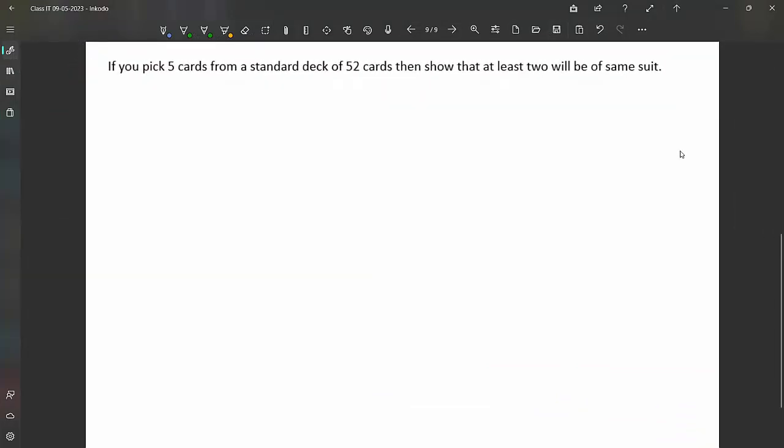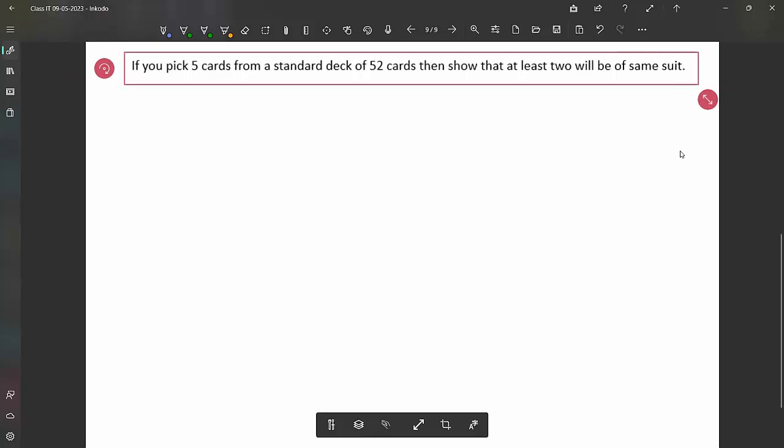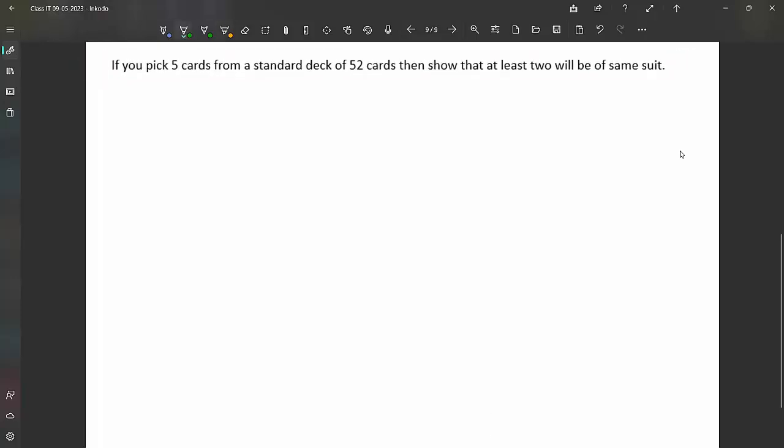Instead of the students, if you pick 5 cards from a standard deck of 52 cards, show that at least 2 will be of the same suit. I think all of you are familiar with this type of term, deck of 52 cards. That means a set. In every set of cards there will be 52 cards, excluding the joker. And suit means, how many suits are there in a card? Is there no one who can say that?